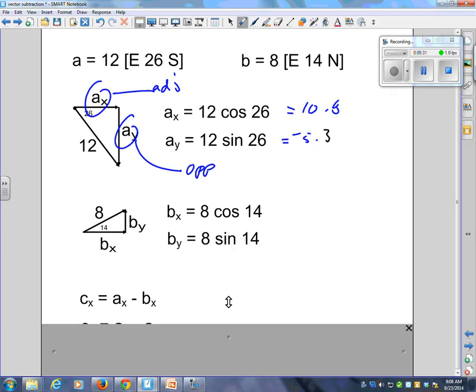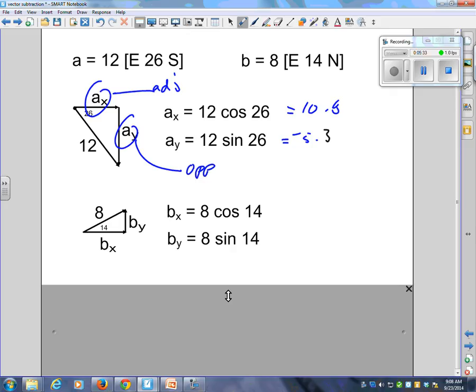Okay, let's do exactly the same thing for the V. V is east 14 north. So we're looking at east 14 degrees to the north. So 8 cos 14, 8 sin 14. 8 times cos 14 is 7.8. 8 sin 14 is 1.9. Both positive because it's to the right and up. So we should be fine there.